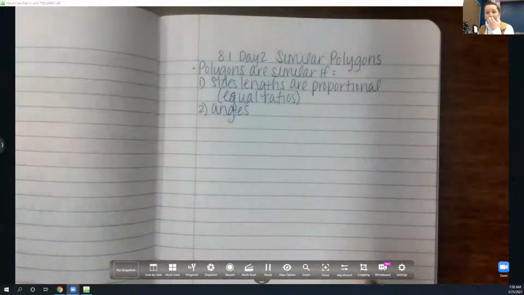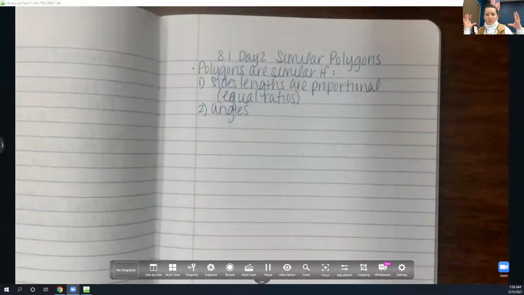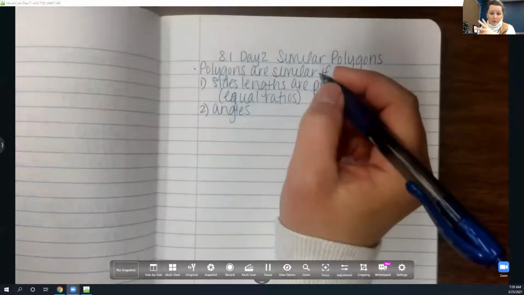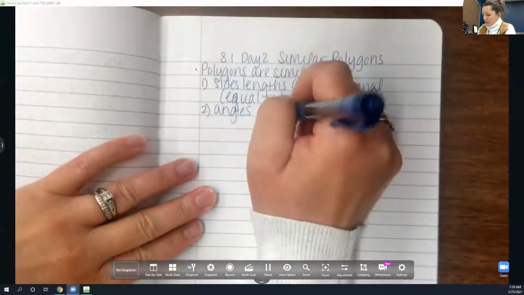So we talked a little bit about last time, in quadrilaterals, even if you make a figure bigger or smaller, the angles don't change. Like if I make a square bigger, it doesn't change the fact that it's a square, that all of the angles are right angles. It just changes the side lengths. So therefore, all squares are similar. Angles are congruent.